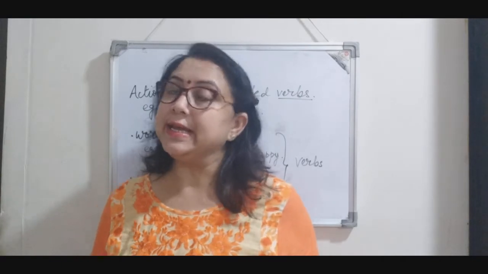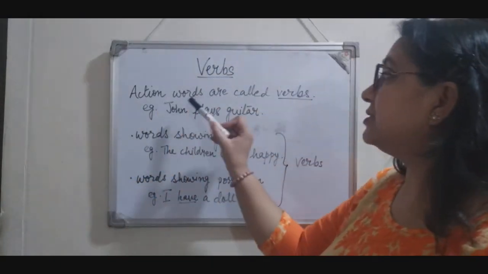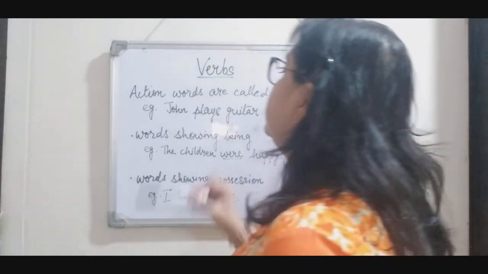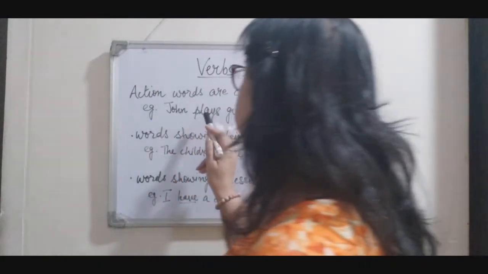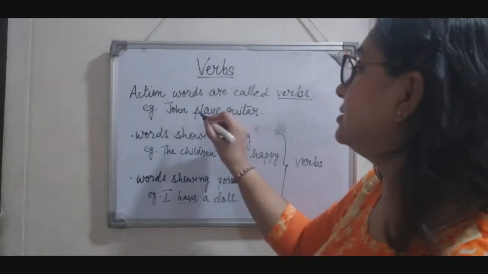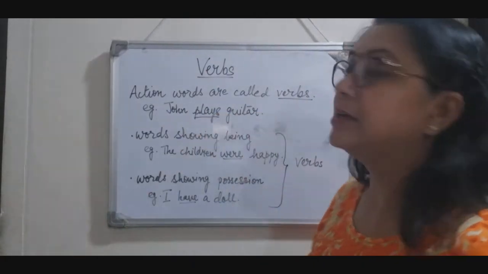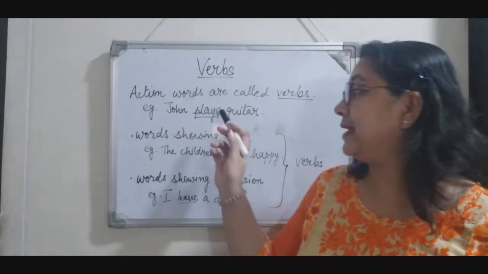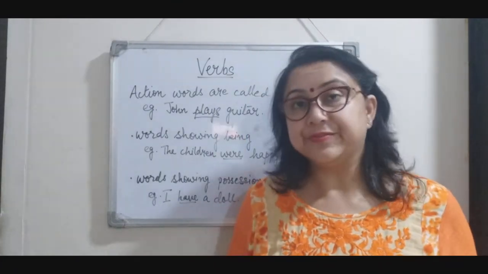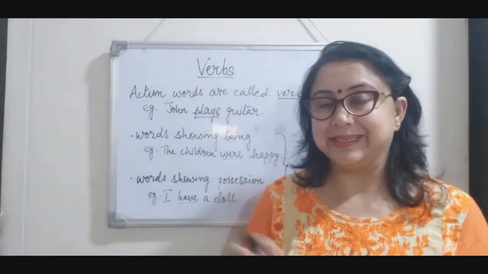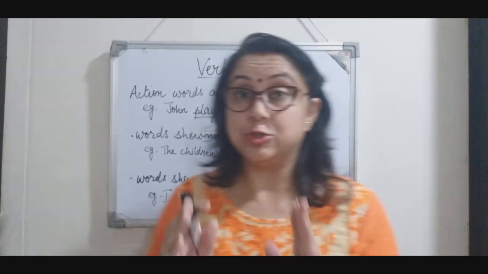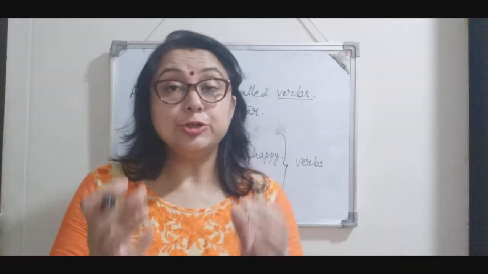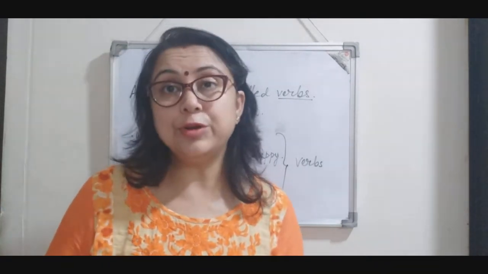We've been studying that action words are called verbs, right? So for example, John plays guitar. Here the word plays shows action. So the word plays is a verb showing action. It's an action word. But not only this, verb further shows a few more things.